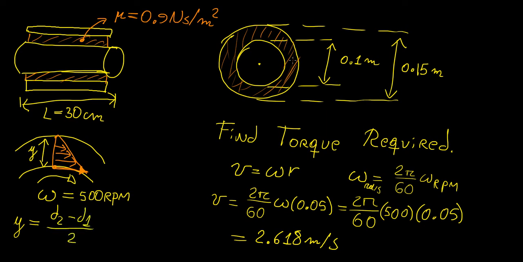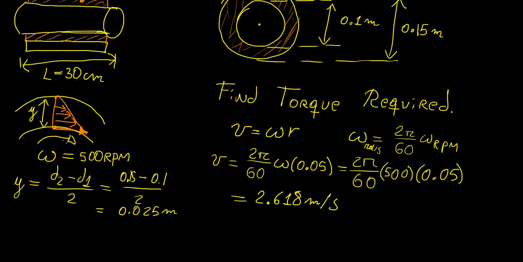And we're going to divide that by 2 because if we take the difference, we're going to have two depths here. We only care about one. We're talking about the thickness around that ring. So we're going to have 0.15 minus 0.1 over 2. And that's going to come down to 0.025 meters.